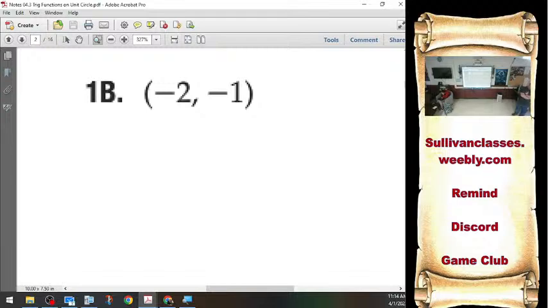Okay? We're not going to do it with 1a because 1a is just another 3, 4, 5 triangle. We're going to do 1b because there's negatives in there and, oopsie, get a radical. So you have to rationalize.